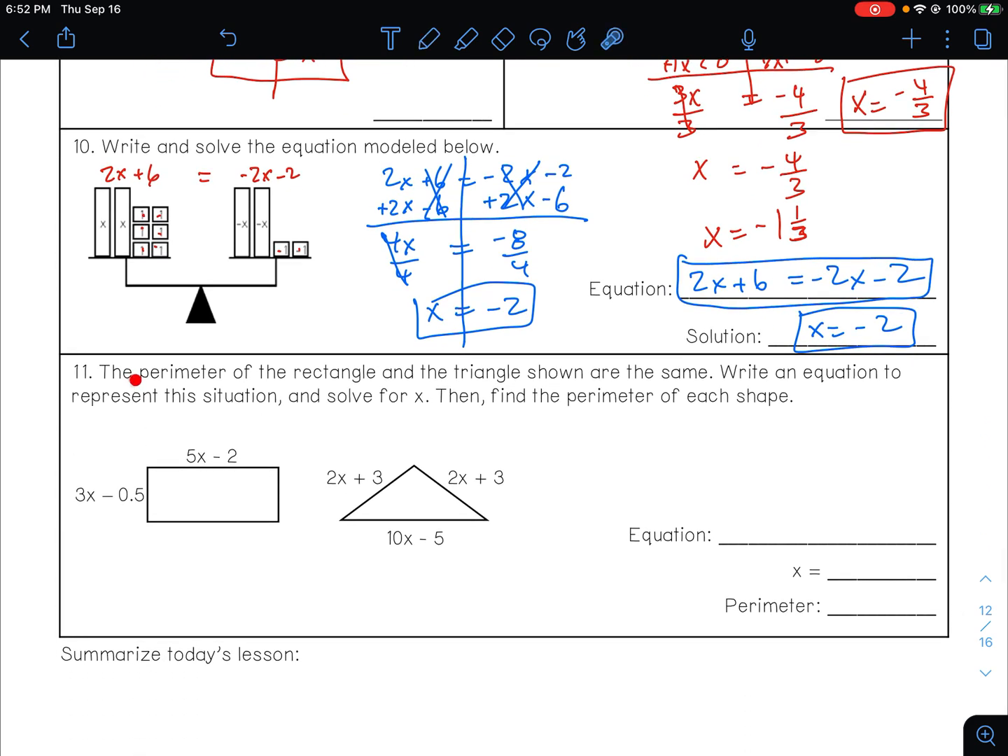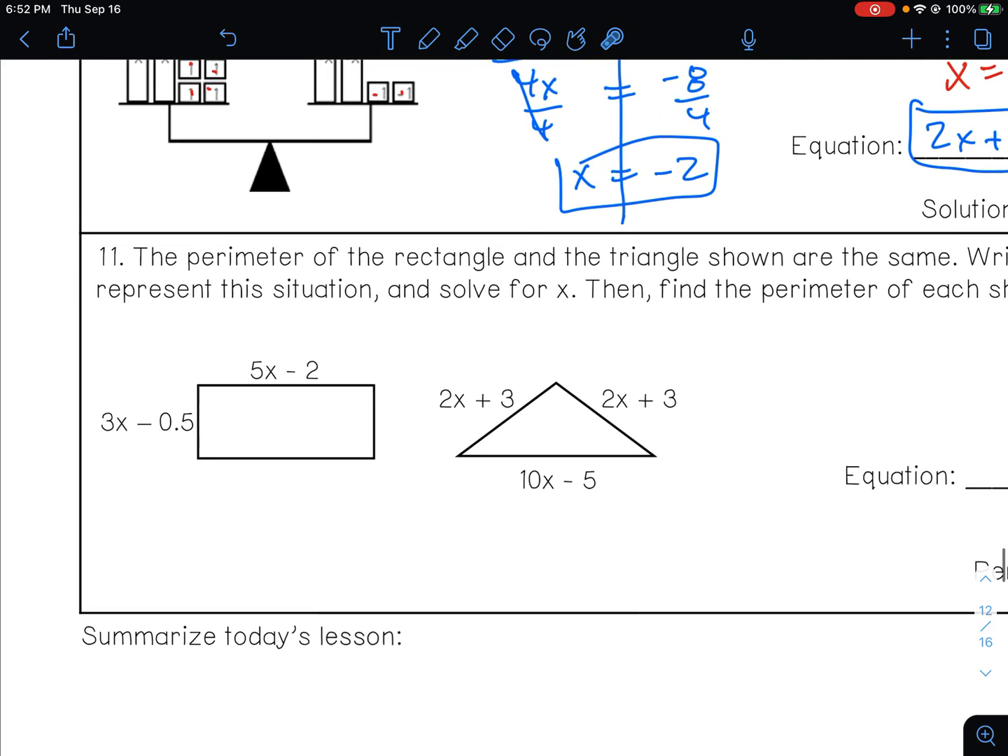And finally, we've got this problem. The perimeter of the rectangle and the triangle shown are the same. So this perimeter is the same as that perimeter. Write an equation to represent the situation and solve for x, then find the perimeter of each shape. My goodness, this is a lot to do.